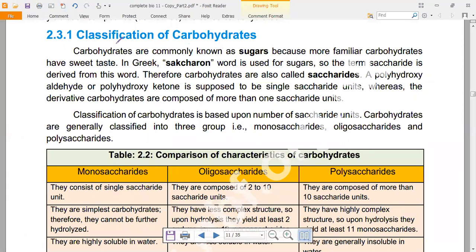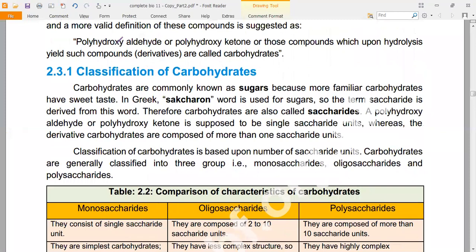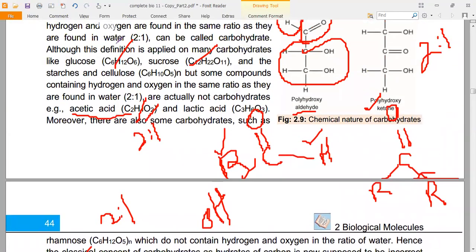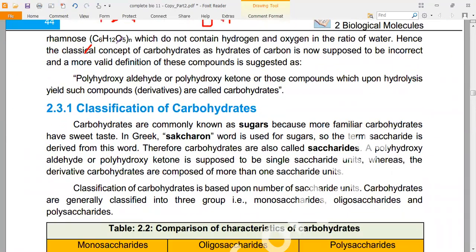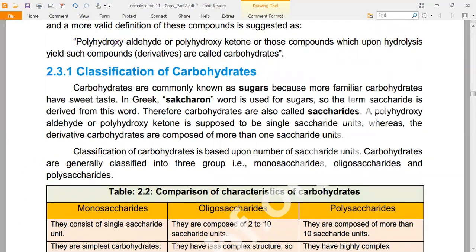Okay, so just take a look at the classification of carbohydrates, but before that we are going to see briefly once again about carbohydrates that we have studied. Carbohydrates are polyhydroxyaldehydes or polyhydroxyketones, or the compounds which give on hydrolysis the derivatives of these compounds. So the compounds having many hydroxyl groups as well as an aldehyde group on one side, or it can have a ketone group on one side and polyhydroxyl groups on the other side.